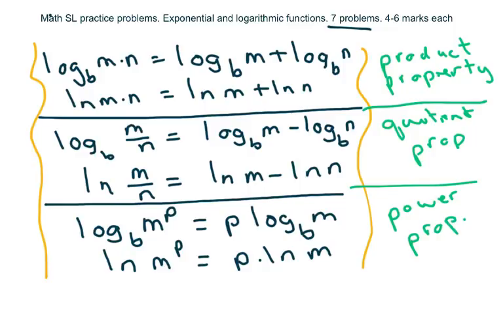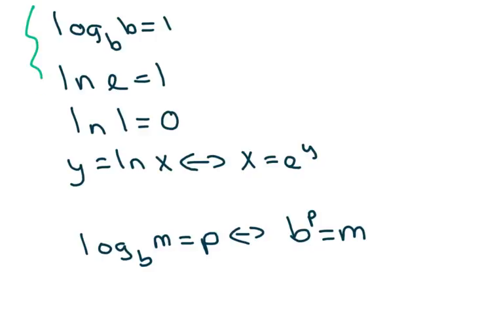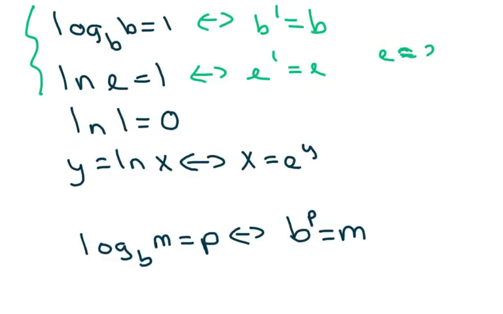Alright, and then also be familiar with your identities. These are your identities. This is because any base to the first power equals b. And this is because e to the first power equals e. Remember, e equals 2.718. Therefore, ln would equal 1 over e, which is 0.37. Alright, ln of 1 equals 0. That's because e to the 0 equals 1.